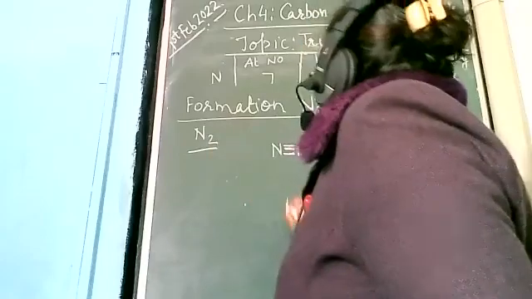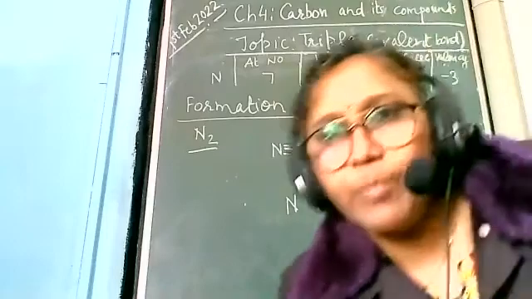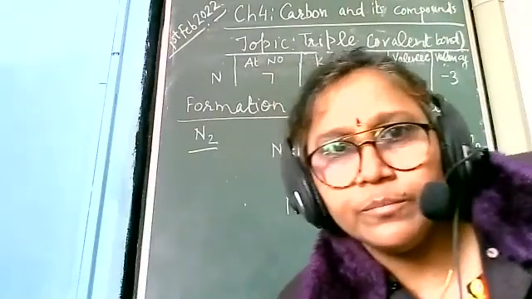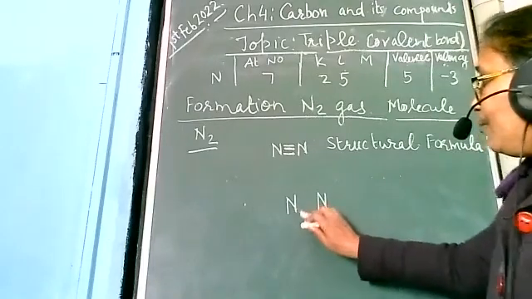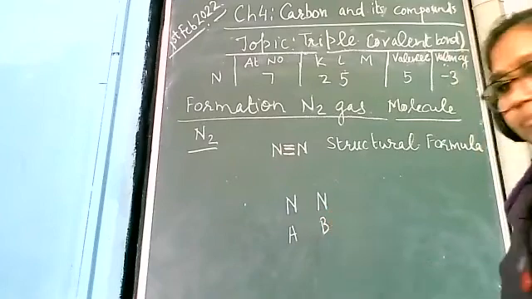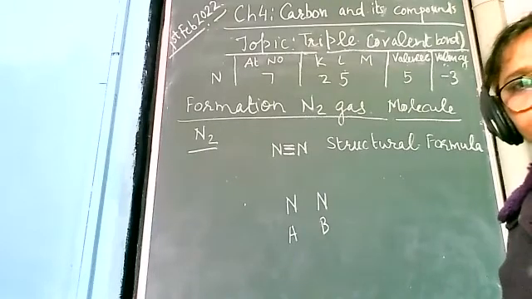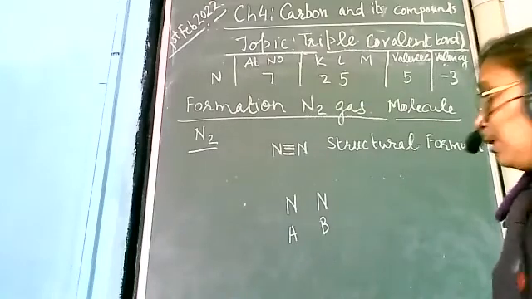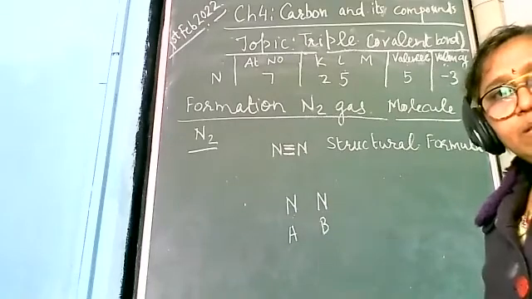So how many electrons will be there in between the 2 nitrogen atoms? How many electrons will I represent for A nitrogen and how many for B? 5, 5. In between, I'm asking, beta, in between. 3.